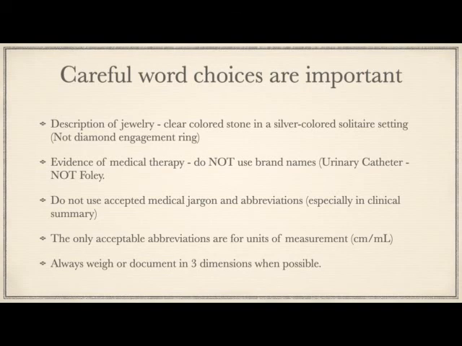When you describe evidence of medical therapy, do not use brand names. Do not say Foley catheter. Use the term urinary catheter. Do you purchase the catheters through your hospital? Do you know that you use Foley brand catheters? You don't. So you always want to use a generalized term, not a brand name. Something like a Foley is like a Kleenex. It is a brand name for a tissue.